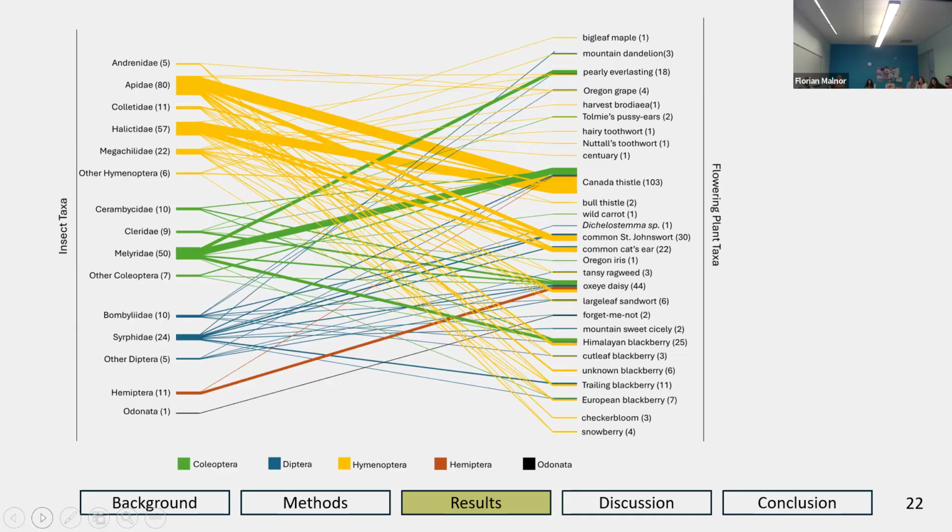So the lines going between each group of insects and each plant shows the number of visits of that insect to that plant. So a thicker line means that more insects visited that plant. So you can see Canada thistle, a lot of beetles from family Maliridae visited there, a lot of bees from family Apidae and from family Halictidae also visited Canada thistle. And this also shows that a lot of the pollinator taxa visit a lot of different flowering plants. They're not specific to one family or one species.